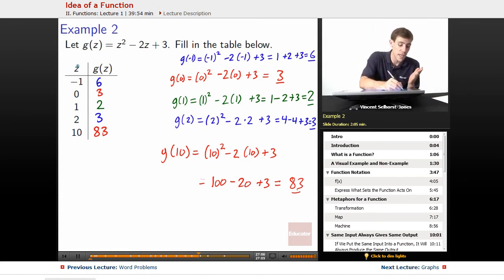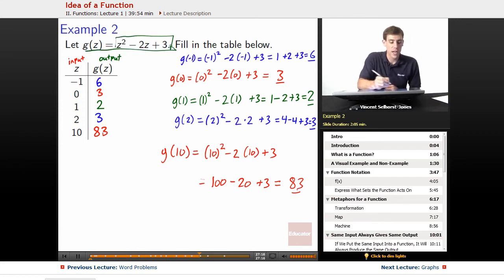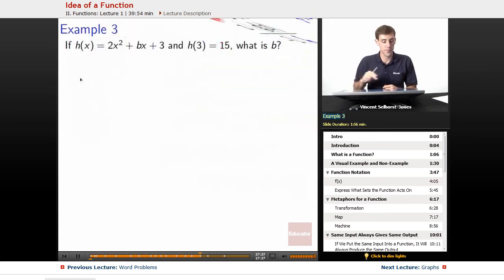You're told what your input is, and then over on the right is your output, based on the rules of the function. So the function gives us some rules, and so we plug in inputs like negative 1, and negative 1 goes through negative 1 squared minus 2 times negative 1 plus 3. We get 6, and that's what's going on when we're making a table of values.